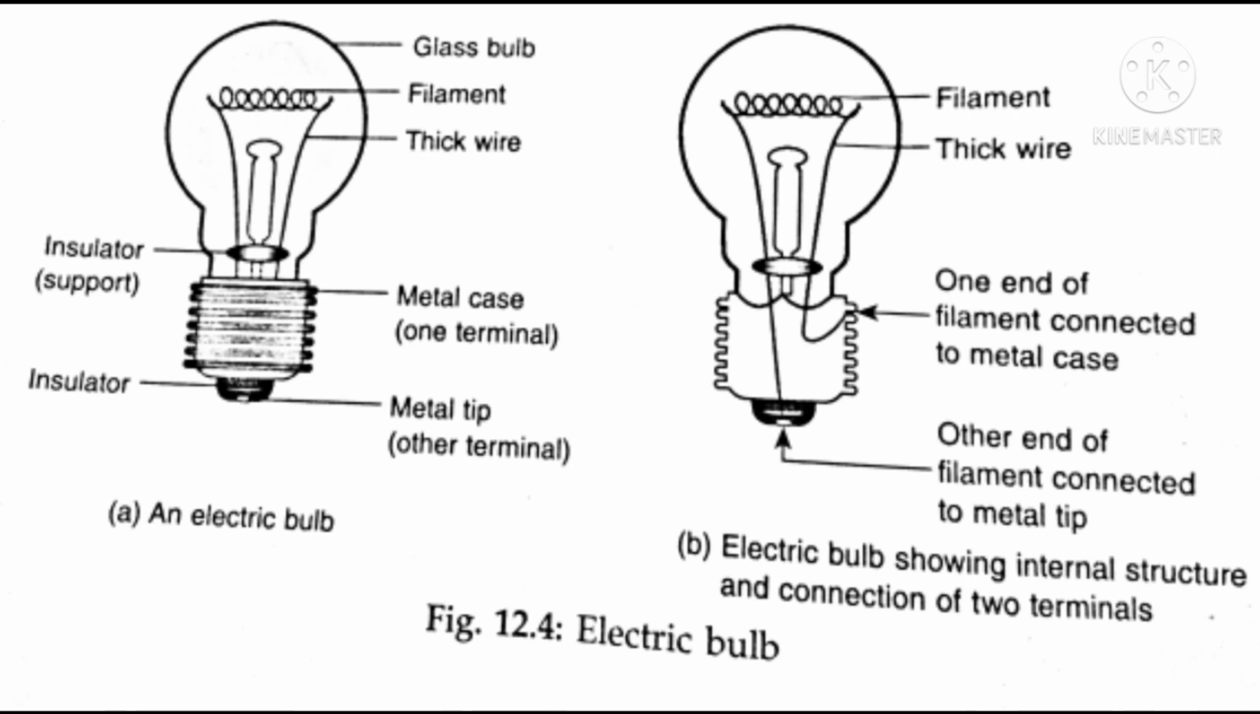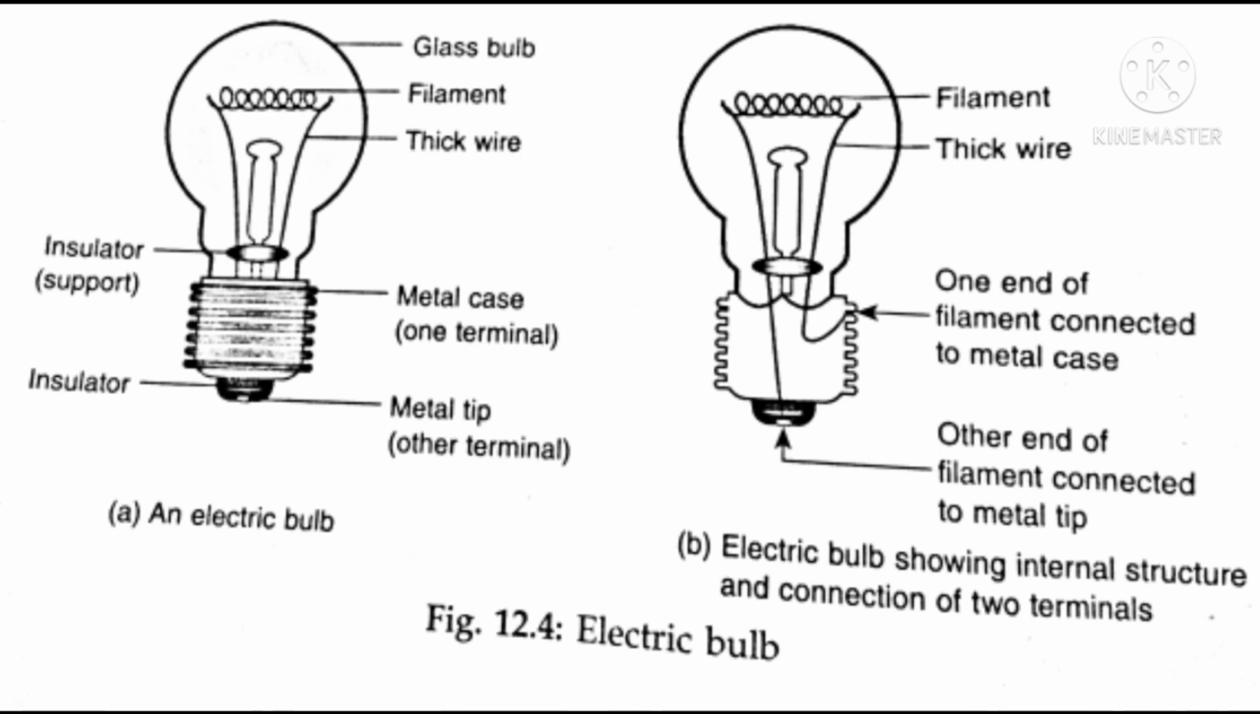It is this filament that heats up and glows to give light when electricity passes through it. Tungsten has a property that it does not melt on heating. Listen, tungsten has a property that it does not melt on heating.